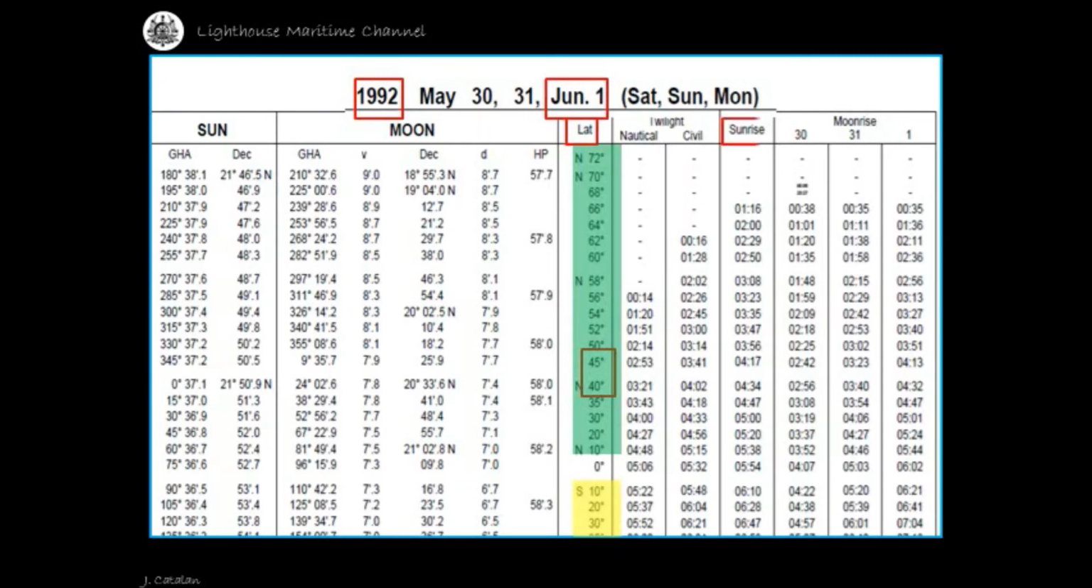Under the sunrise column, scroll down below until you reach the alongside column of 40 degrees and 45 degrees, and then you will find the following values: 04 hours and 34 minutes for the latitude 40 degrees and 04 hours and 17 minutes for latitude 45 degrees. Notice that, as the latitude goes higher, the time of sunrise is decreasing.